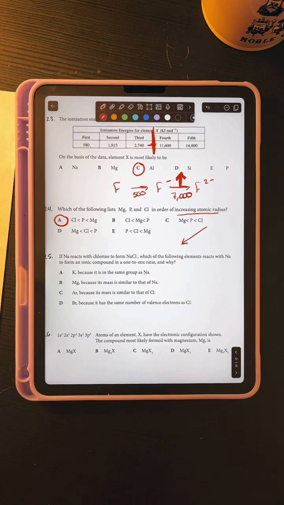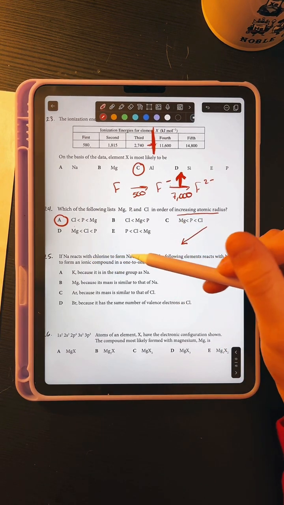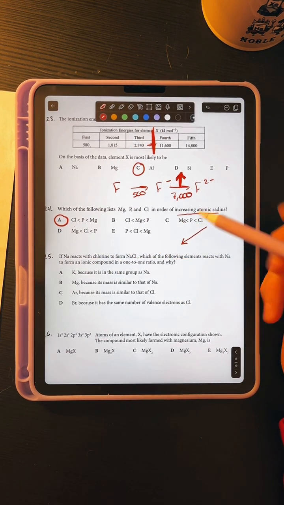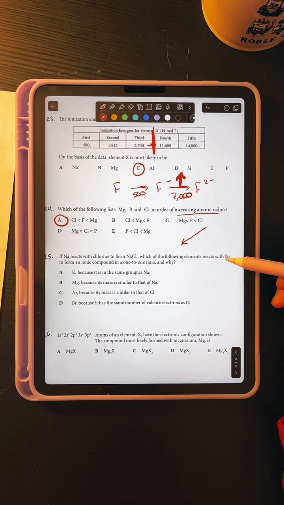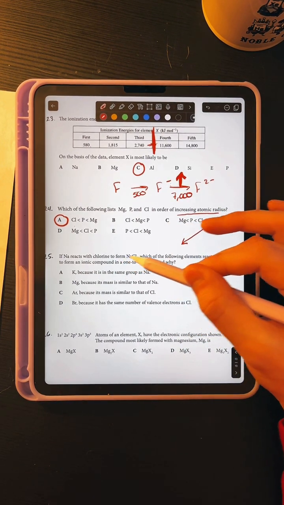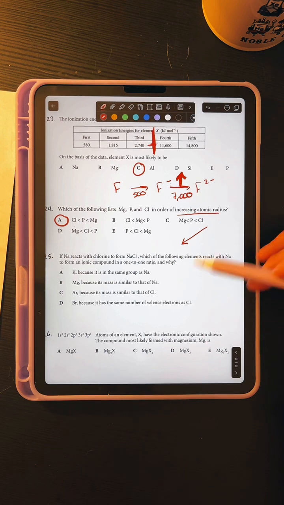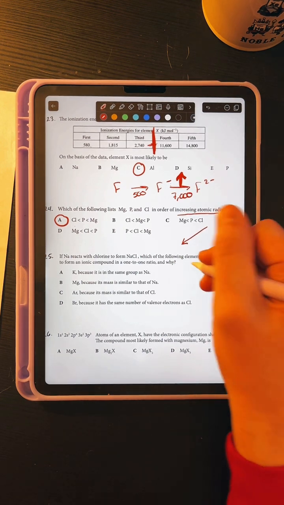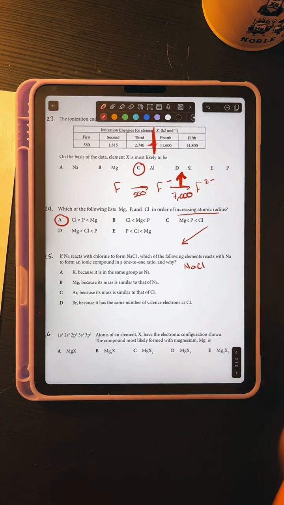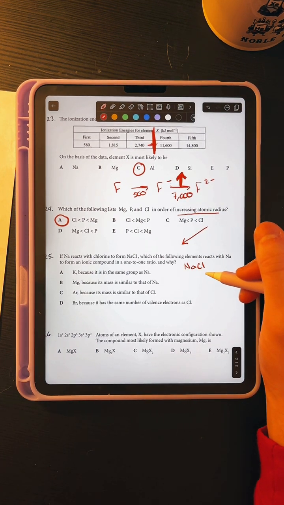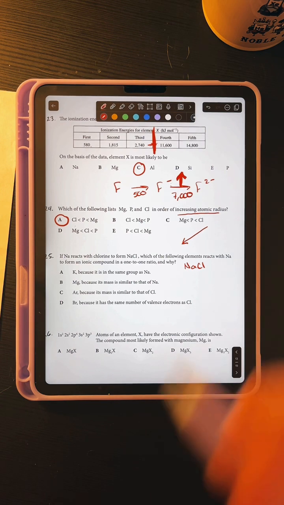Number 25, let's finish these 2 multiple choice, and then we'll go on to a couple free response. So if sodium reacts with chlorine to form NaCl, which of the following elements react with sodium to form an ionic compound in a 1-to-1 ratio, and why? So if we look, we have sodium chloride being formed. So sodium reacts with chlorine in a 1-to-1 ratio.